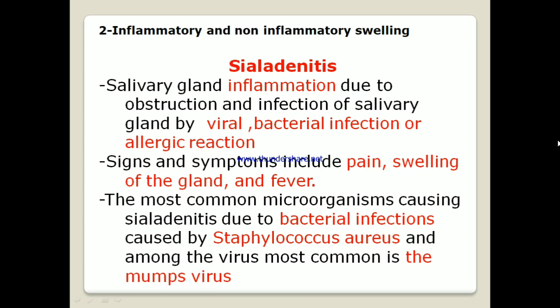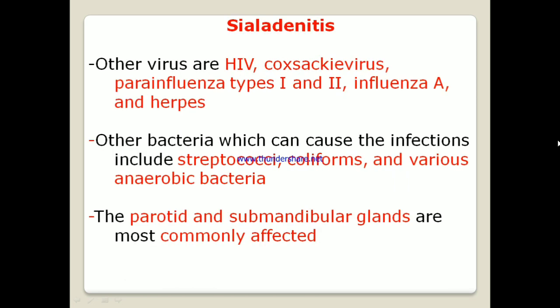The most common microorganism causing sialadenitis due to bacterial infection is Staphylococcus aureus, and among the viruses, the most common is the mumps virus. Other viruses are HIV, Coxsackie virus, parainfluenza types I and II, influenza A, and herpes. Other bacteria which can cause the infections include streptococci, coliforms, and various anaerobic bacteria. The parotid and submandibular glands are most commonly affected.